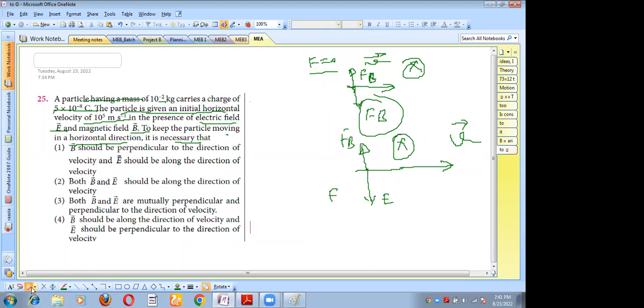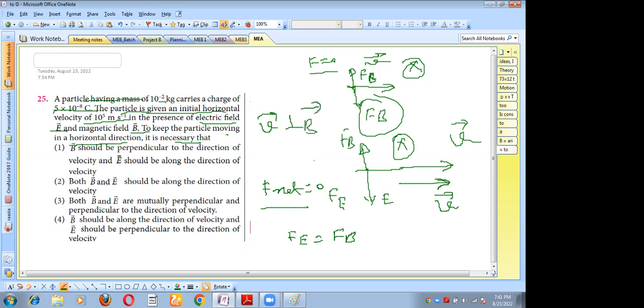And for both the forces, we have a magnitude. Suppose we have a magnitude such that Fe equals Fb. The total force, the net force on the charged particle, will be zero, and it will continue to move in the horizontal direction. Understood it? We can have an arrangement like this. So to have such an arrangement, velocity must be perpendicular to the magnetic field, and the electric field also must be perpendicular to the magnetic field. Getting my point or not?